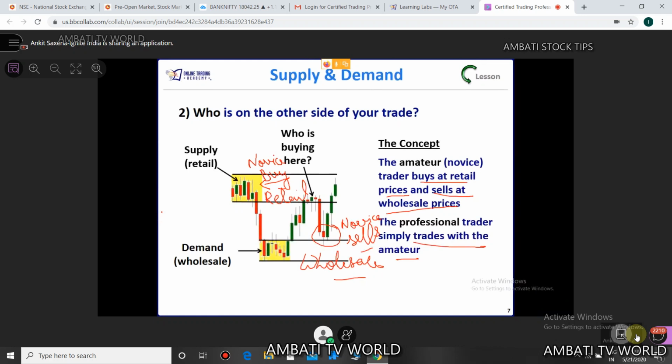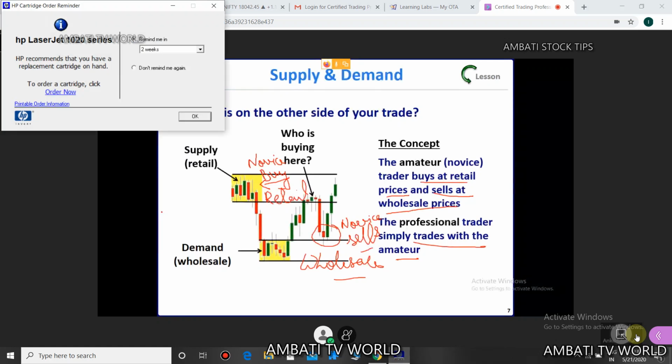The reason is we buy at a wrong place and we sell at a wrong place. We enter at a wrong area, and that's the reason we think that there is someone who is watching our position. There is no one who is watching our position, guys. It's just that we are taking wrong entries.